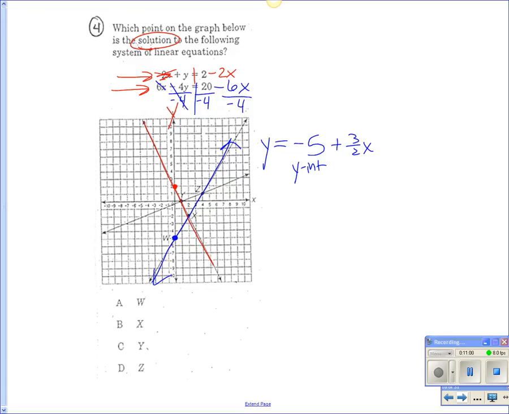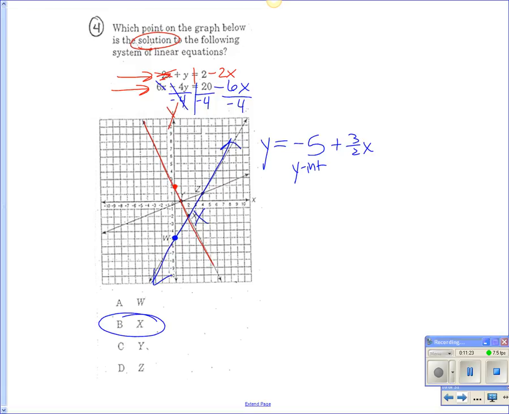All right, Raymond, where do those two lines intersect? At what letter? X. They intersect at X, so the answer is B. Any questions on that one?